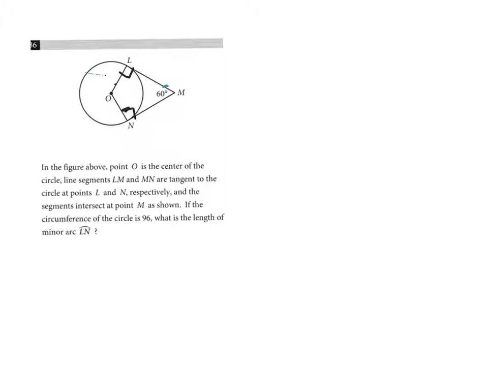So here's what I have. I have to find the length of minor arc LN. What I'm going to do is find the measure of that central angle, O, because that central angle will help us then find the length of that arc. And I have a quadrilateral here, and just like we saw in the last question, the four interior angles of a quadrilateral always have to add up to 360.